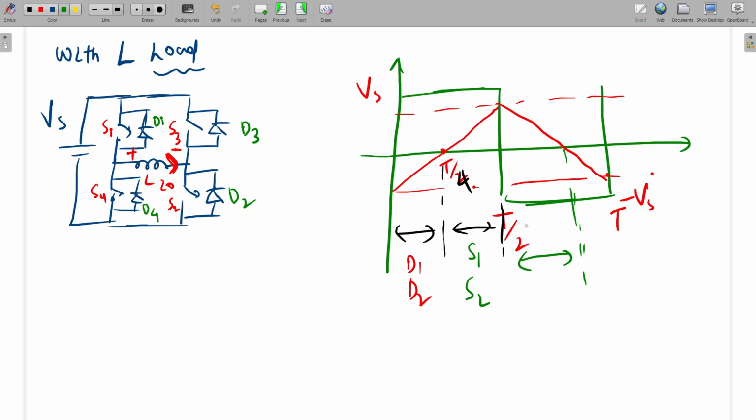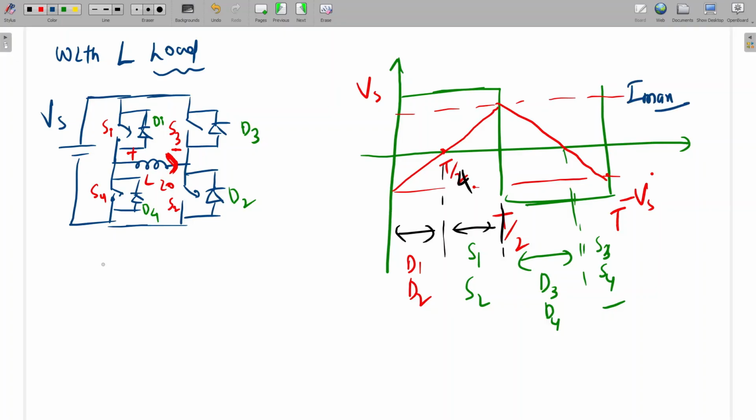Again, in this section, which will conduct? The output is negative, so S3 and S4. But the current is positive, and it cannot conduct in this direction, so here it will be D3, D4. And again here, the current is negative in this direction, so S3 and S4 will conduct here.